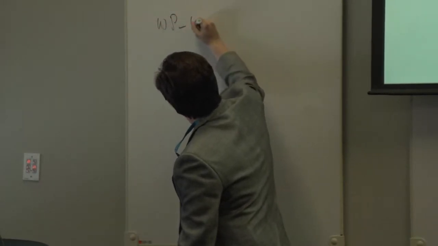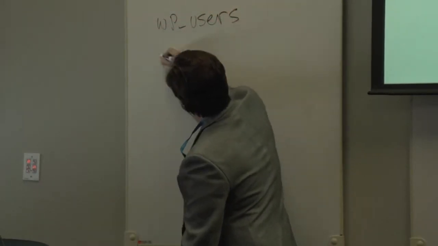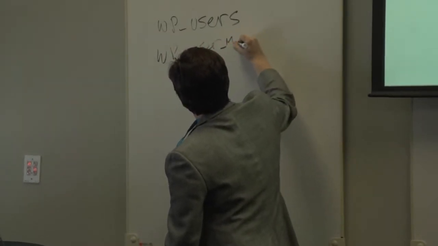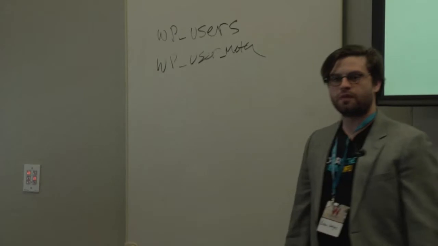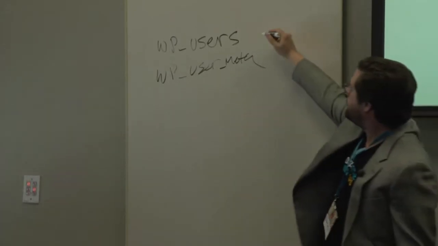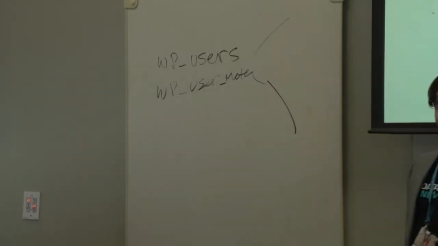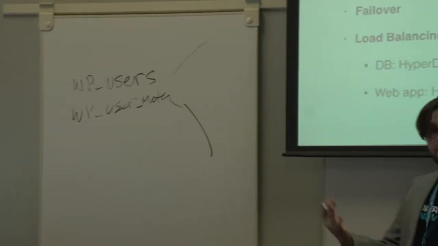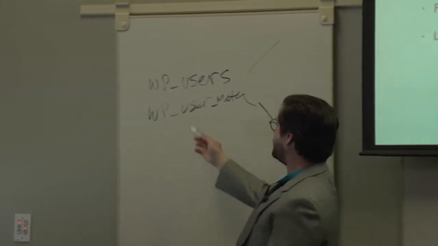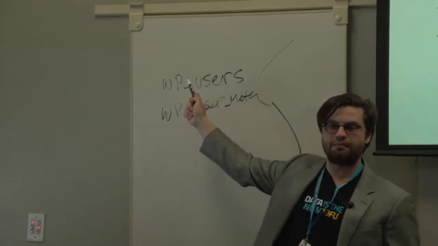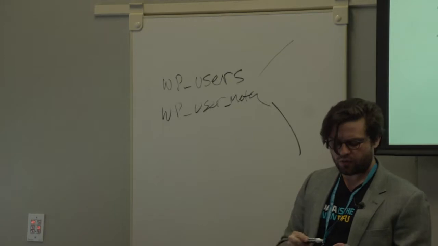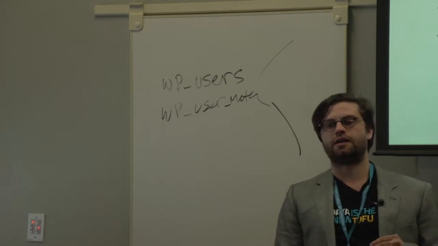I've got WP users, and I've also got WP user meta, or whatever that table's called, right? Option one, maybe I put this in database A and this in database B. That is technically partitioning. That's one way to do it. Another way to do it is I could say, all right, every ID that starts with an odd number goes to that table. If it's even, it goes to this table, right? But either way, we're still partitioning our data.